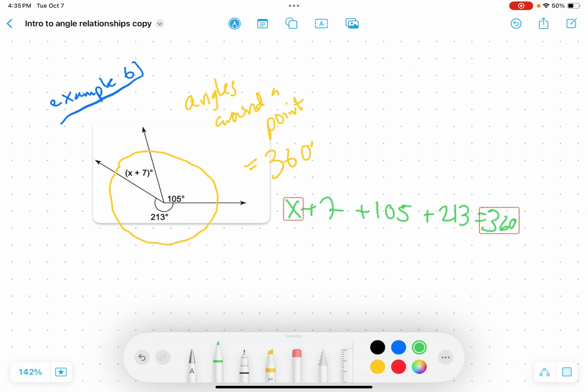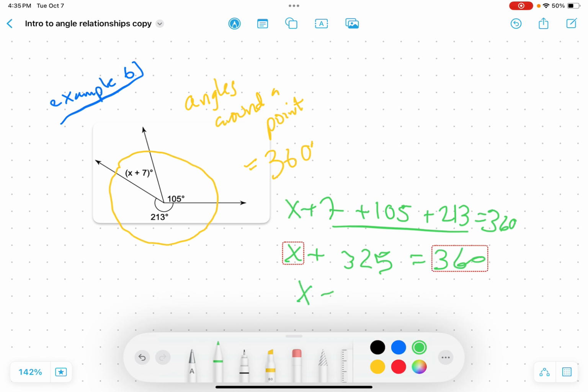Okay, so this one's actually an easy one. I'm just going to add up all these pieces. I'm not going to do that one in my head, I'm going to work it out. 7 plus 105 plus 213 is 325. And so if I subtract 325 from both sides, I get x equals 35.